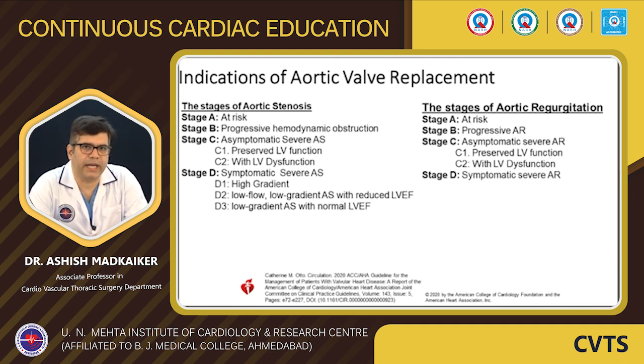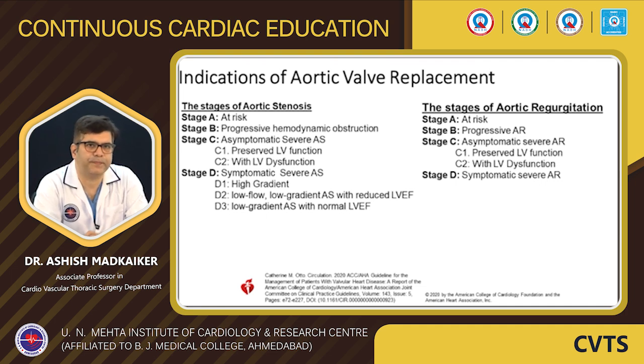And if we see the new guidelines which have been published in 2020 by ACC, it has categorized the disease of aortic stenosis and aortic regurgitation each into 4 stages. So stage 1 is when the person is at risk of developing the disease. Stage 2 is when the disease is set in and is progressing. Stage 3 is when the disease is of severe form, whether it is aortic stenosis or aortic regurgitation. However, the patients remain asymptomatic. This can be further divided as C1 and C2 depending upon how the LV function is. Stage 4 is when the patient has severe form of disease, at the same time they are symptomatic.